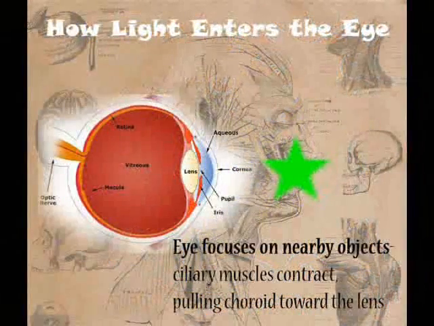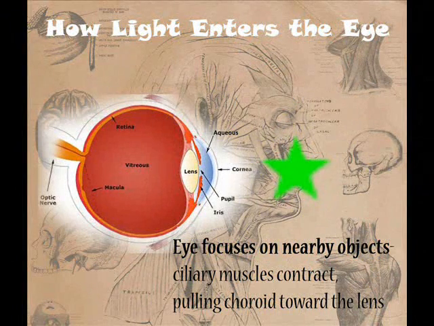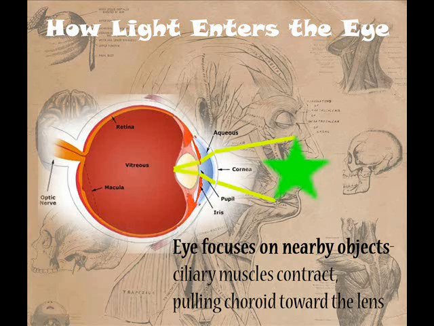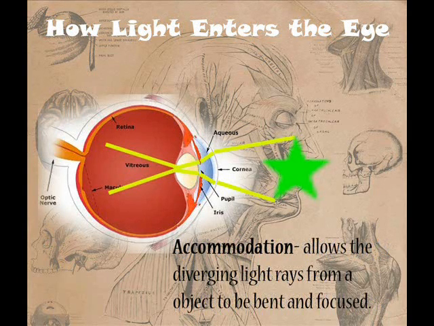When the eye focuses on a nearby object, the ciliary muscles contract, pulling the choroid toward the lens, which reduces the tension on the ligaments. As the ligaments slacken, the elastic lens becomes thicker and rounder. This change, called accommodation, allows the diverging light rays from a close object to be bent and focused.